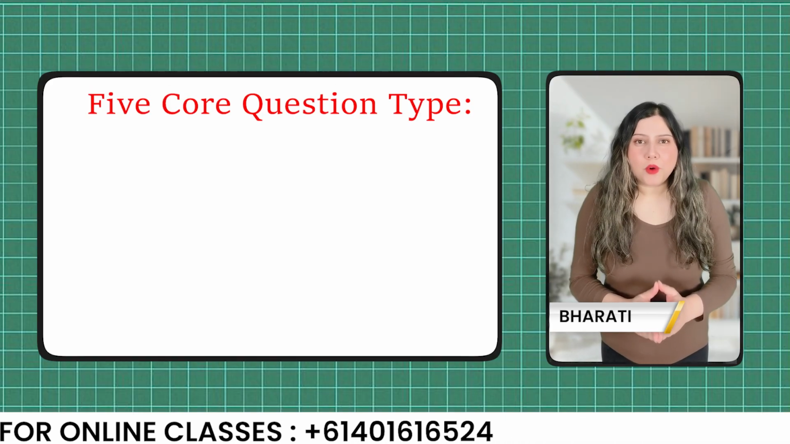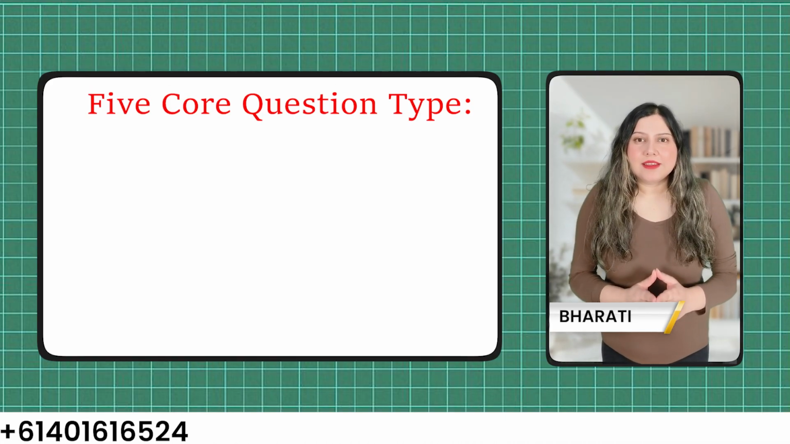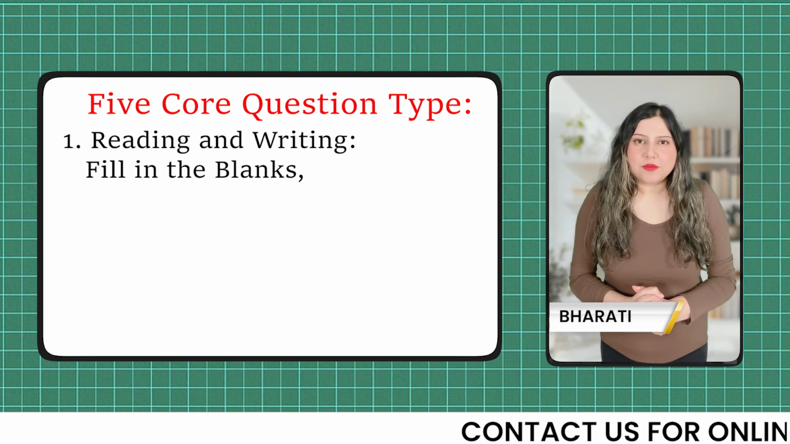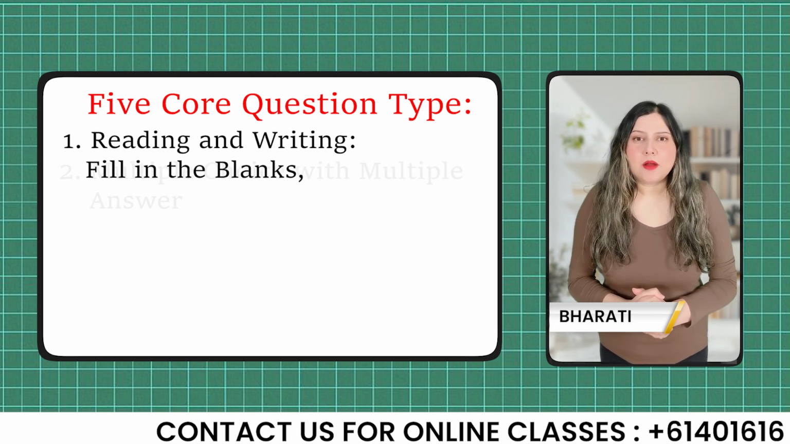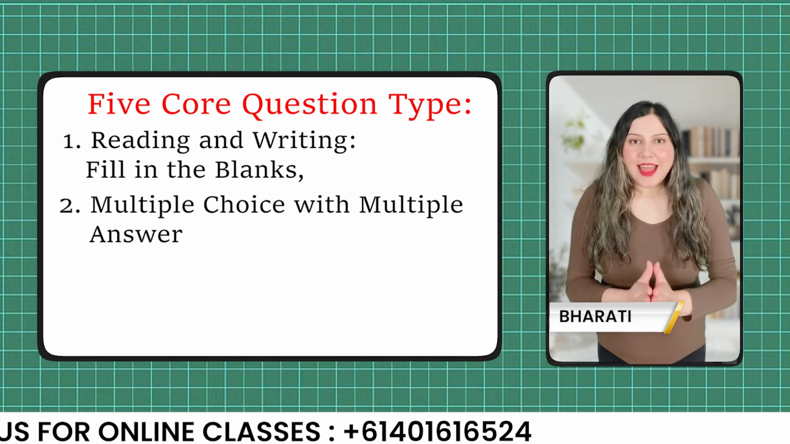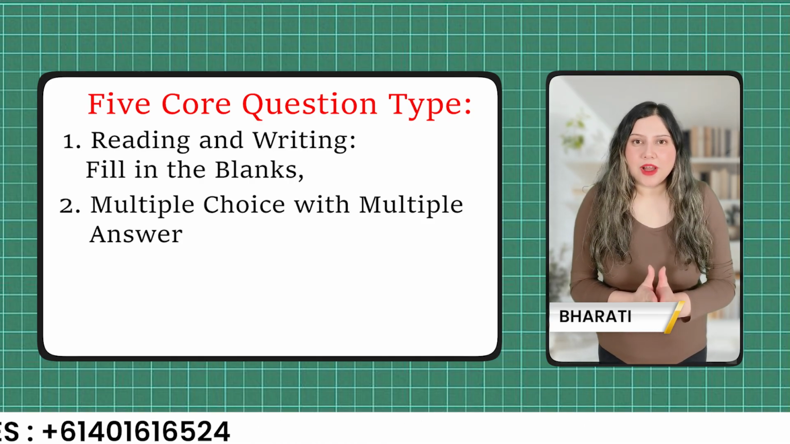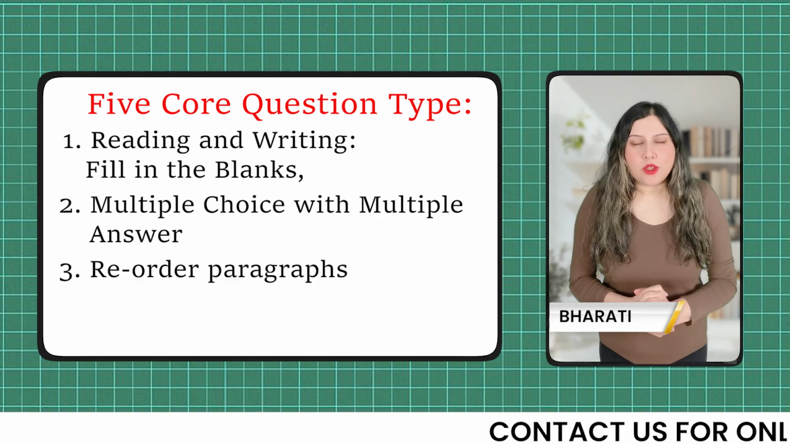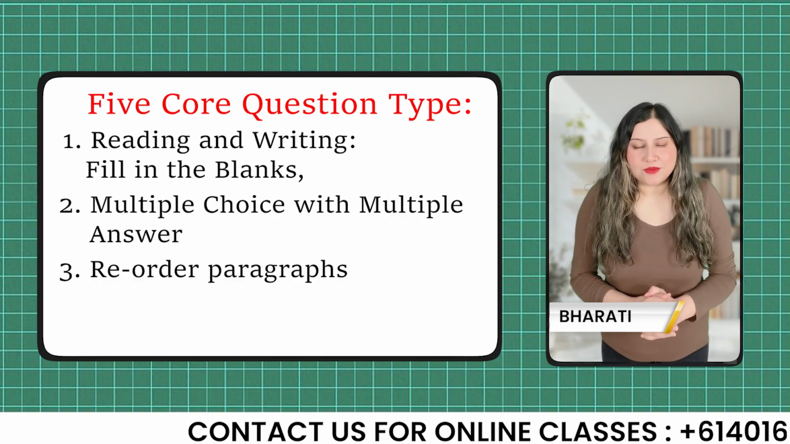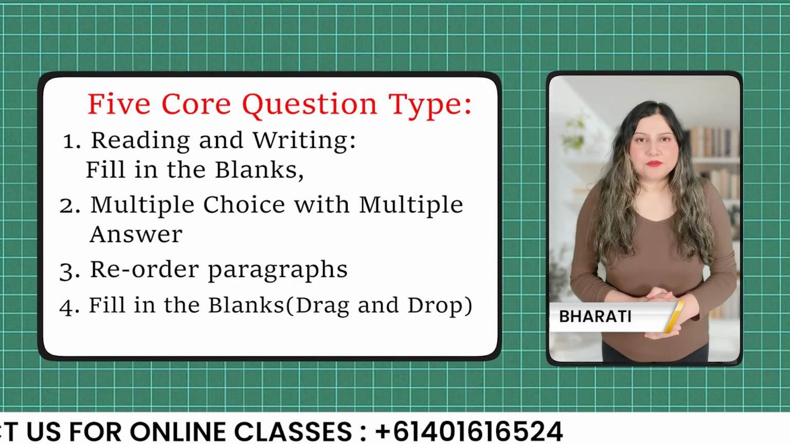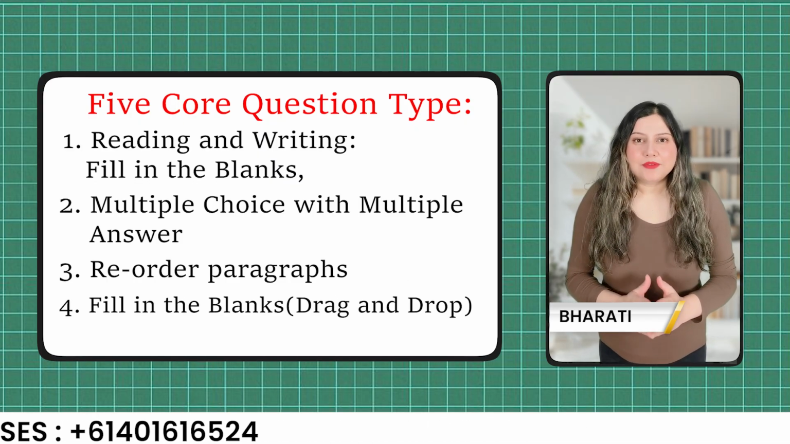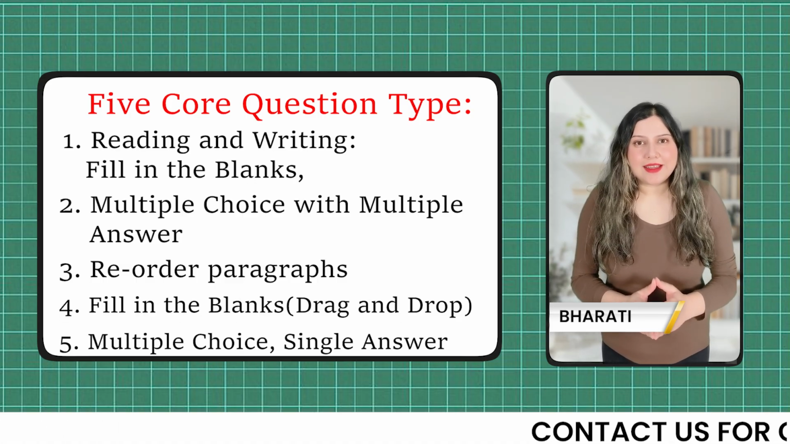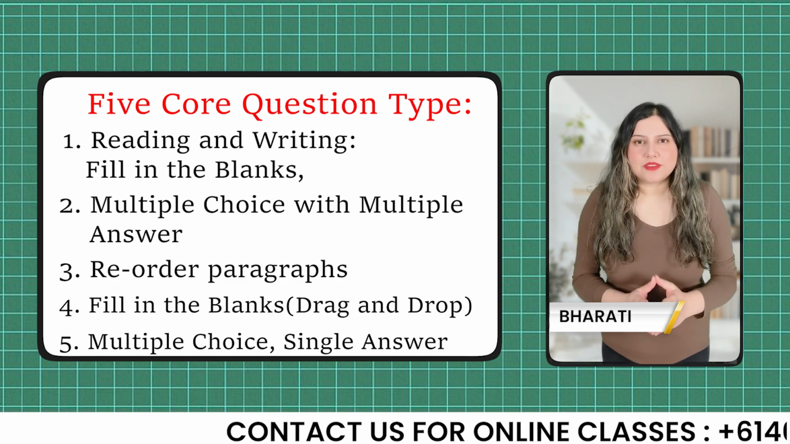You'll encounter 5 core question types during this section. The first one is reading and writing, fill in the blanks, where you choose the correct word from a drop-down menu to complete sentences. Then comes multiple choice with multiple choice answers. These require you to select more than one correct option, making accuracy vital. Next is reorder paragraphs, where you'll need to logically arrange jumbled sentences to form a coherent passage. You'll also face fill in the blanks, drag and drop, where you drag the right words from a list to fill the gaps. Finally, there's multiple choice, single answer, where you pick one correct response from the options provided.